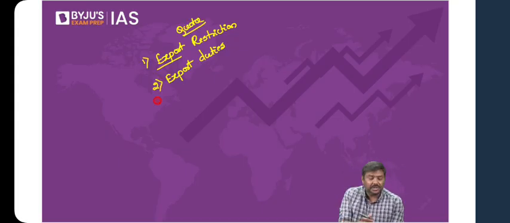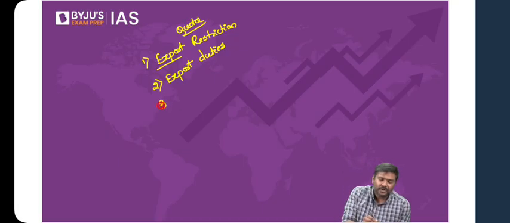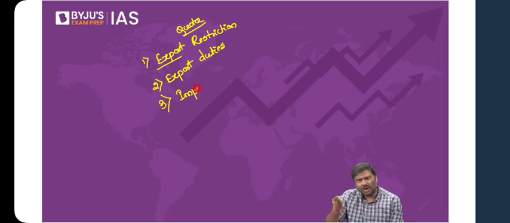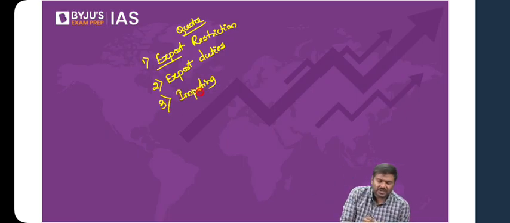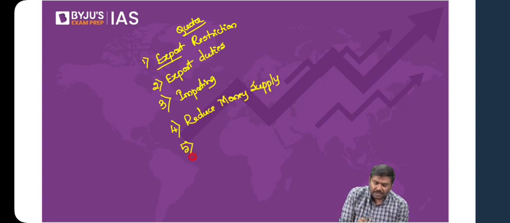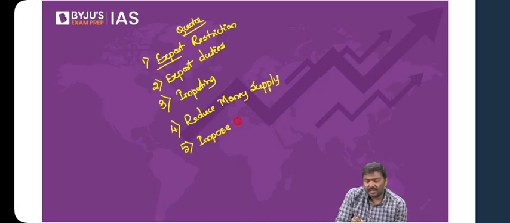Third way is by importing more and more. By importing whatever is causing the inflation, import more and more. Fourth one, reduce money supply. Fifth one, impose storage or warehousing restrictions, etc.